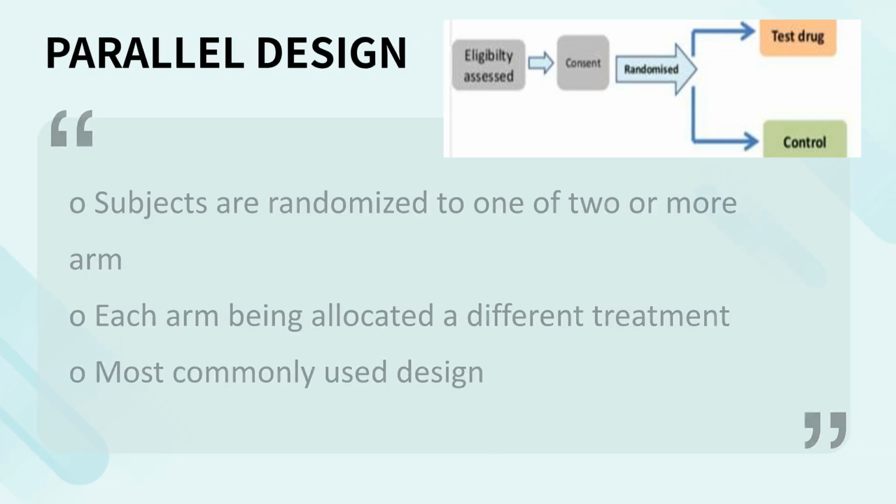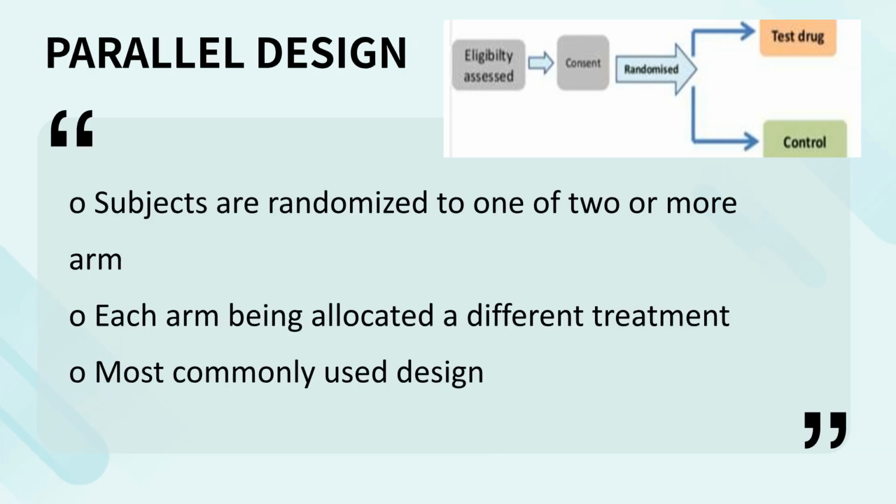In a parallel design, subjects are randomized to one of two or more arms, each receiving a different treatment. This is the most commonly used design.